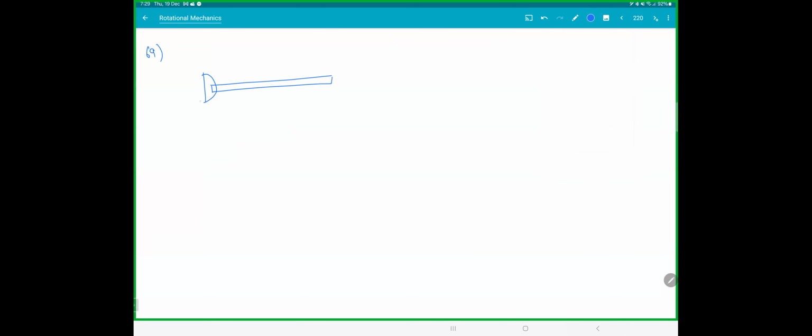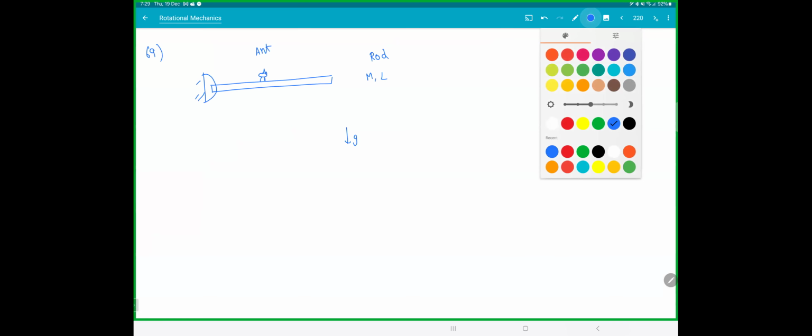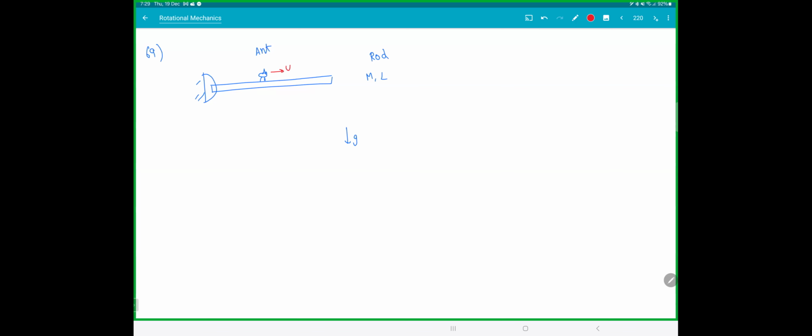We have a rod here. This is a hinge. Mass M, length L. Gravity is there. On top of this, there is an insect or an ant. The ant is walking with some speed u. And this rod is rotating with omega.